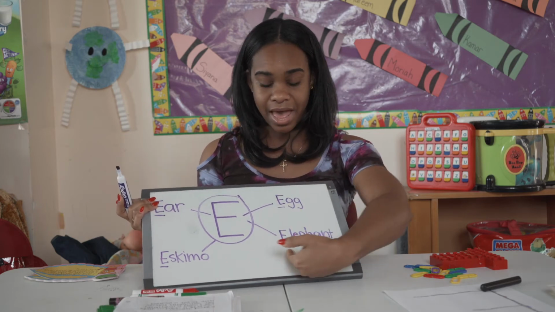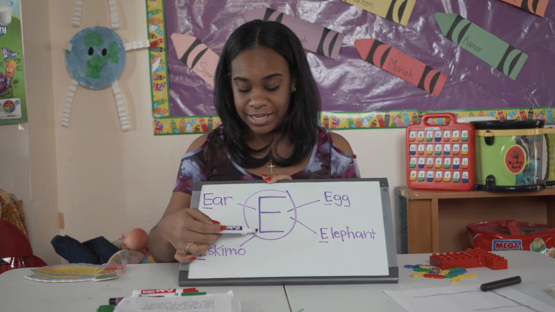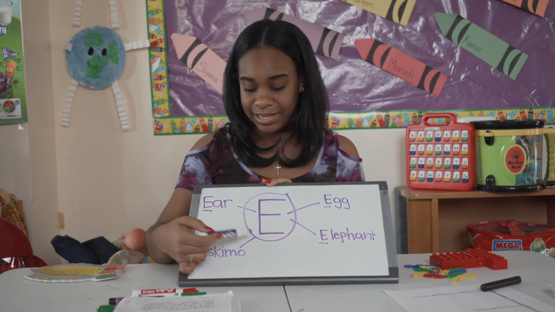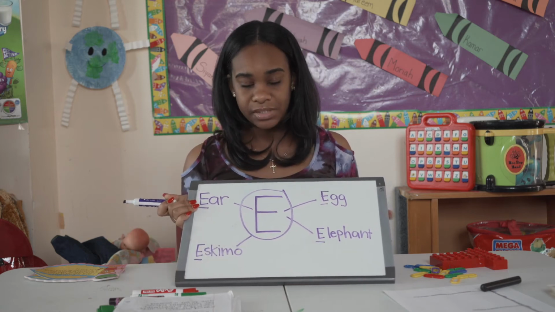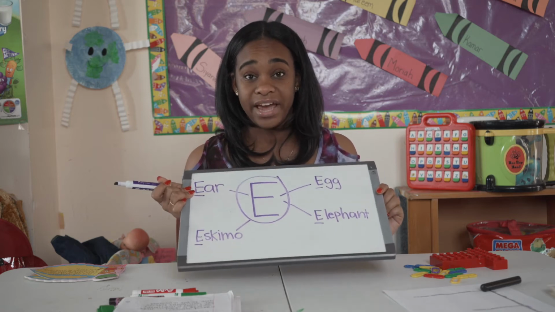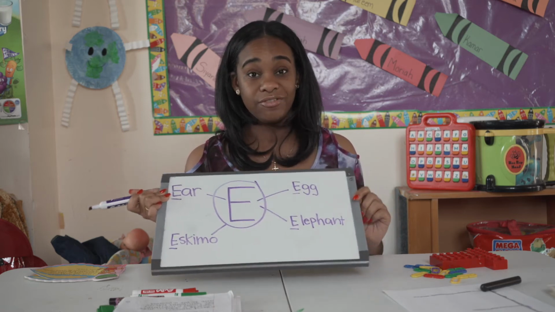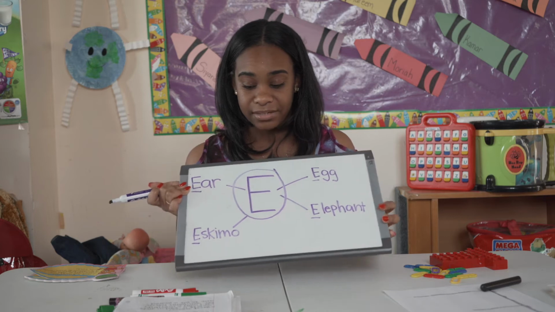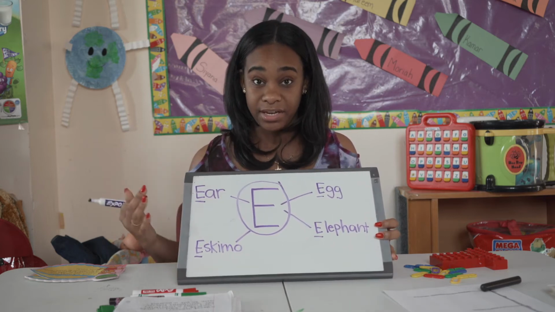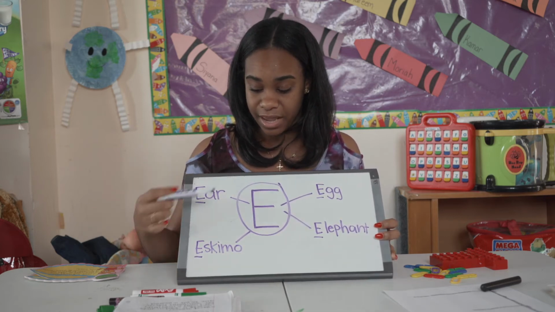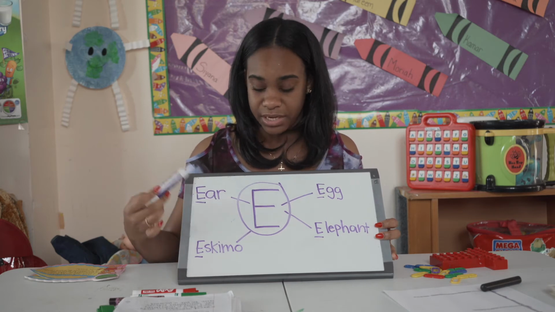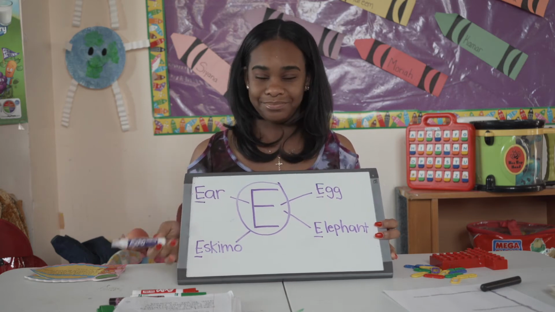E, elephant. E, ear. E, Eskimo. Once again, this helps build familiarity. Some children are already familiar with certain words, so I definitely think that this is a great tool to use when reinforcing or reintroducing a letter to a word.